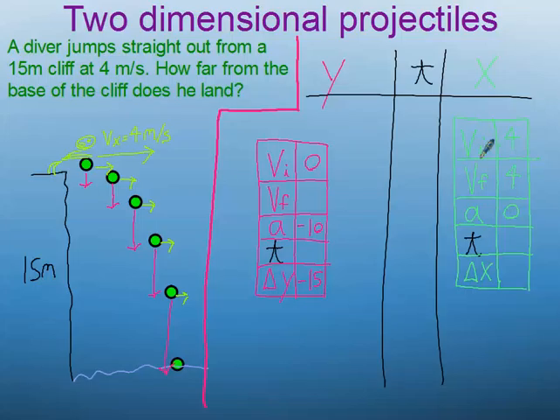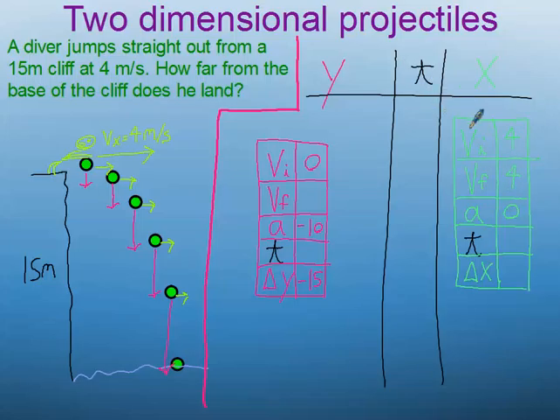And in the x direction, he started with a velocity of 4, and that velocity never changed throughout his entire flight in the x direction. He didn't get faster or slower to the right, so his final velocity is 4 as well. And his acceleration is 0 because this velocity never changed throughout the flight.